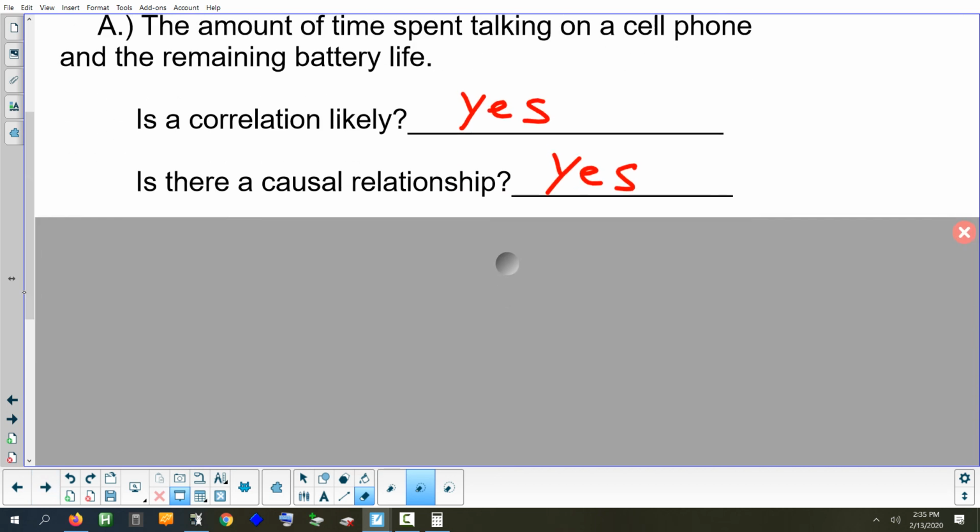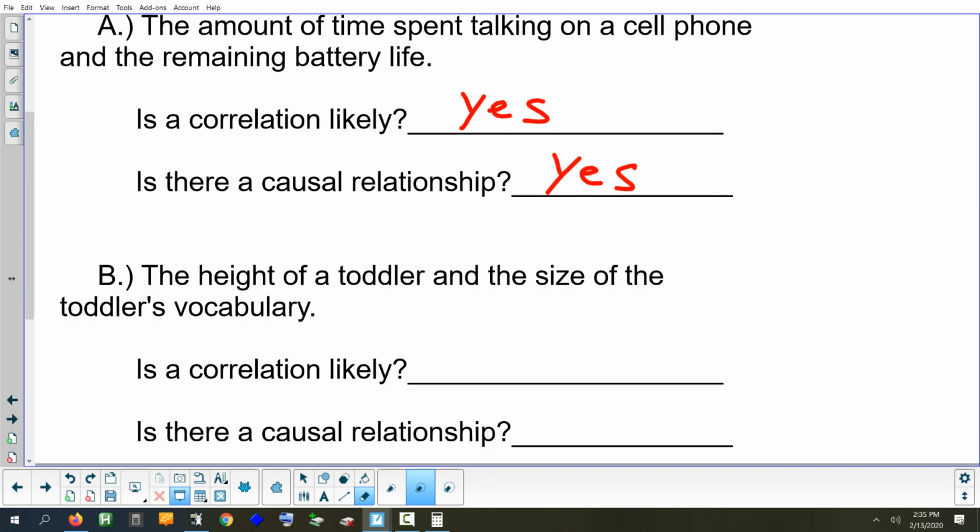Let's look at this one. The height of somebody, or a toddler person, you can read it any way you want. The height of a person and the size of their vocabulary. Do you think there's a connection between somebody that's taller and somebody that's short, like a newborn? Could there be a connection with vocabulary?